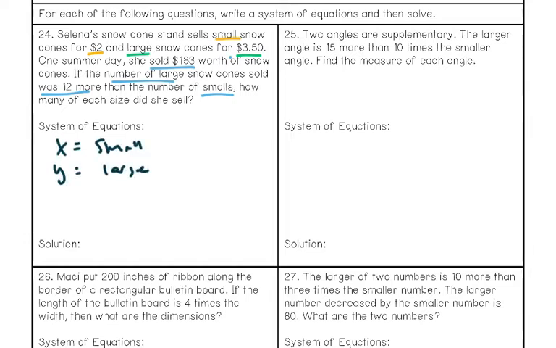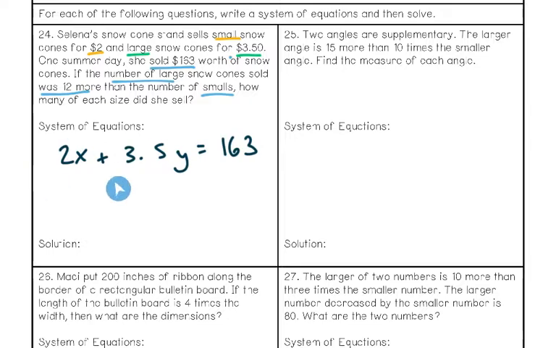I'm going to choose x for small, y is the large. So $2 for every x is the small, plus $3.50 for every y, which is the large. She made a total of $163. So this equation is all about the money. The next one's going to be about the quantity, the number that she sold altogether.